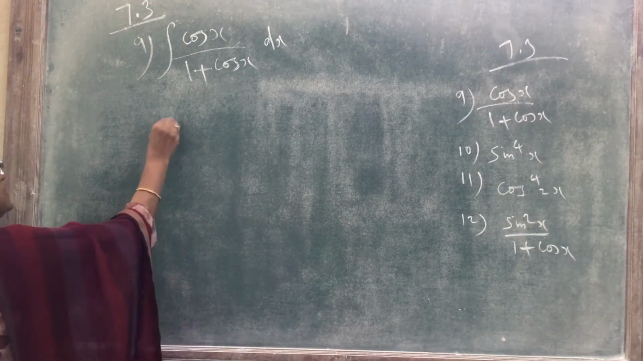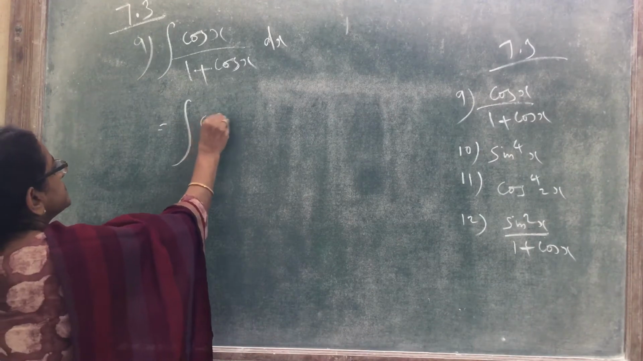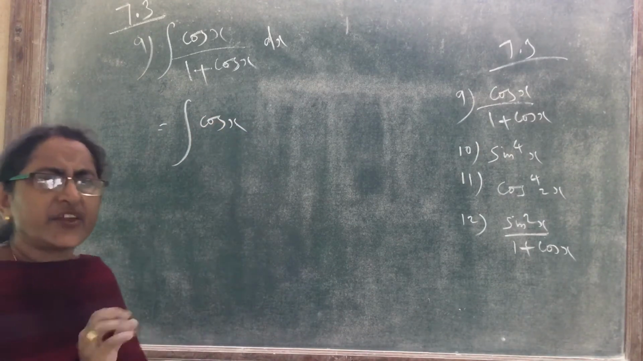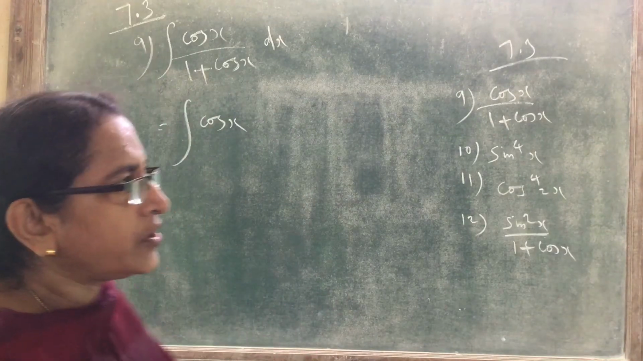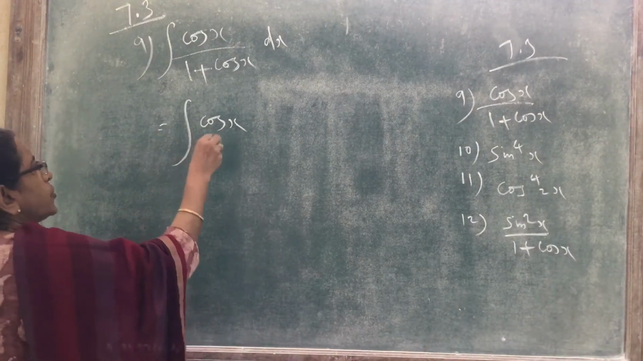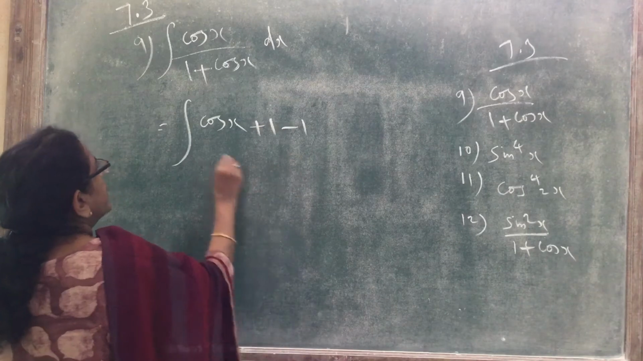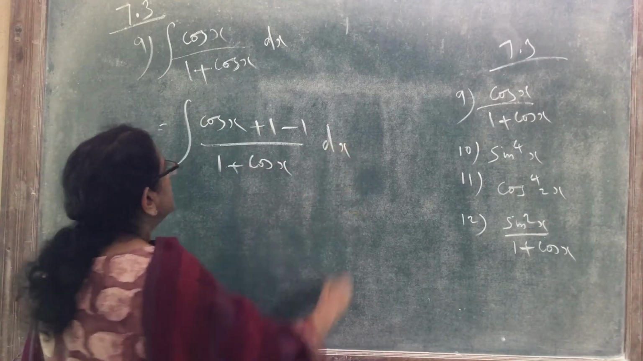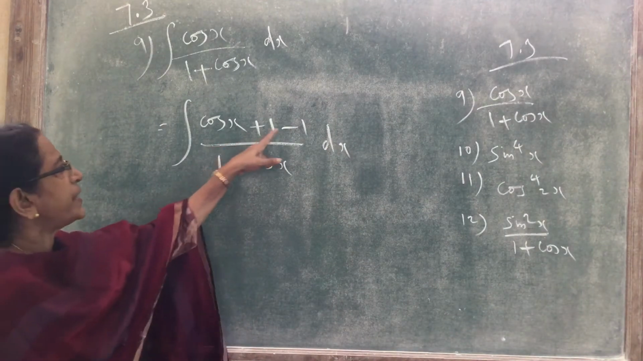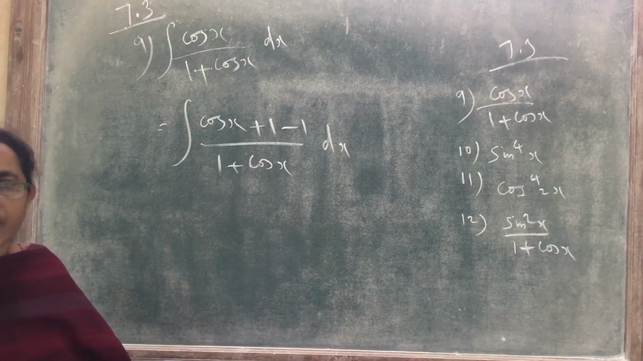We can write it like this: integral cos x. We can add in the numerator plus 1 and minus 1, so there will be no change. So cos x plus 1 minus 1 divided by 1 plus cos x dx. What we did was write plus 1 and minus 1. So 1 minus 1 is 0, no difference.